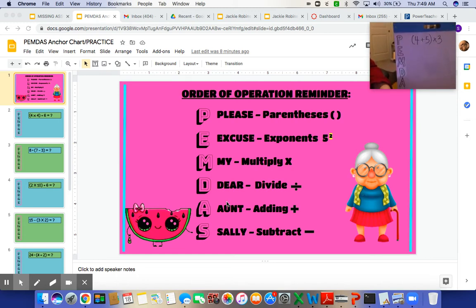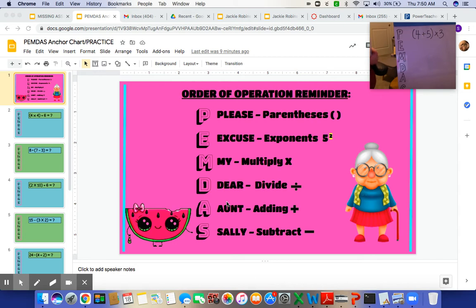And if you notice, I have our reminder here. Please excuse my dear Aunt Sally, reminding us what we do first. So first of all, P stands for parentheses. So we would do anything in parentheses first. And I mentioned yesterday that the parentheses is kind of like the line leader. If you have parentheses in an equation, which is a math problem, you will always do that first.